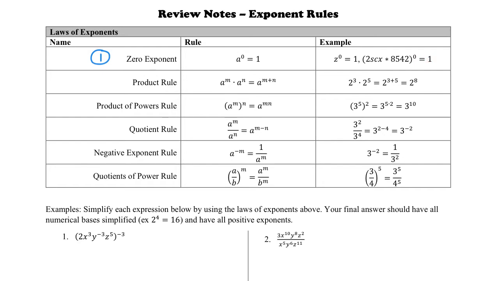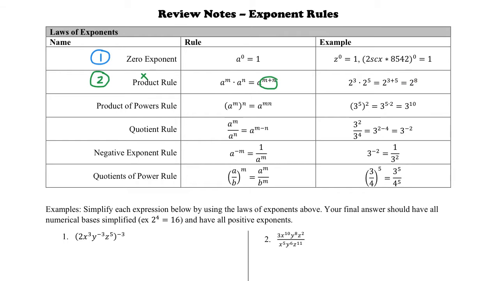Then we have the product rule, which I'll label number 2. Product means multiply. So when you have two bases multiplied together, a to the m times a to the n, what that means is you're going to actually add their exponents together. So when you multiply bases, you add their exponents. Here's an example. 2 to the third times 2 to the fifth. They're both bases of 2 and they're multiplied, which means I can make it one base of 2 and add their exponents together. So 3 plus 5 makes 2 to the 8th power.